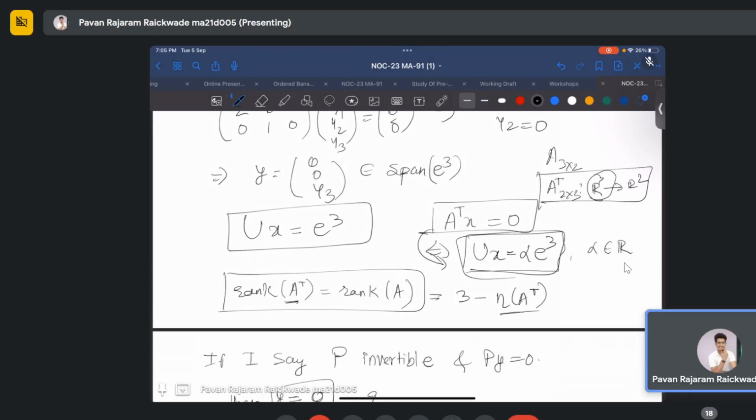You have observed that nullity means the solutions of this equation A transpose X equals 0. And you have observed this happens if and only if this happens, u_x equals alpha u3, and the only solution for this is x equals e3. That means nullity is 1. So this kind of logic you have to build.